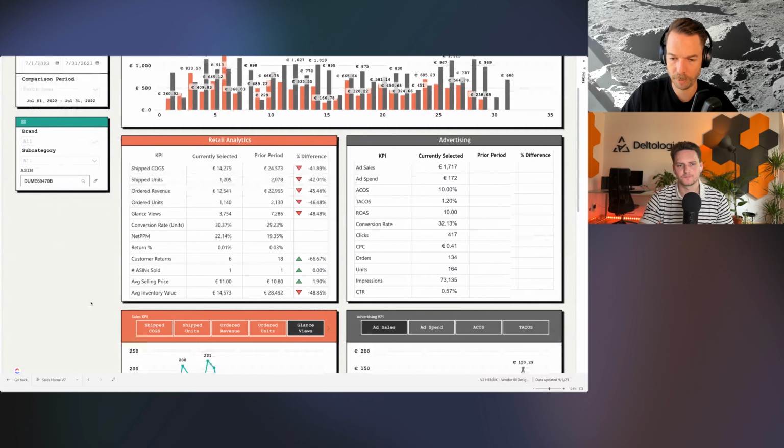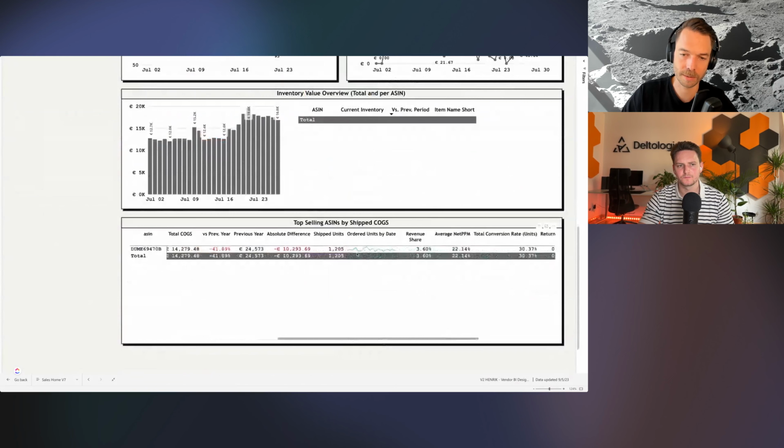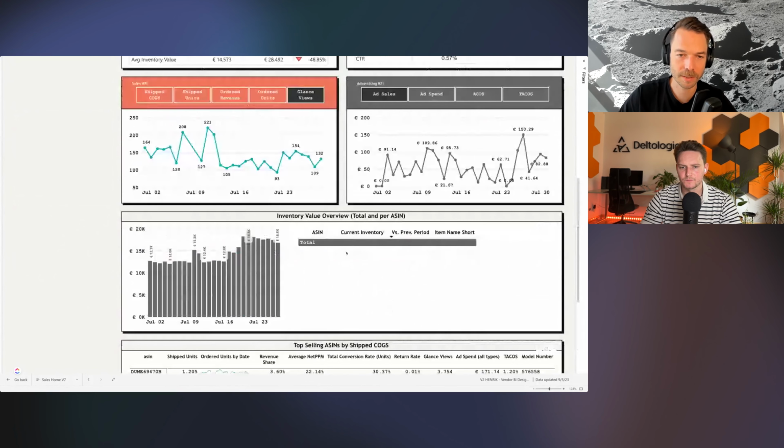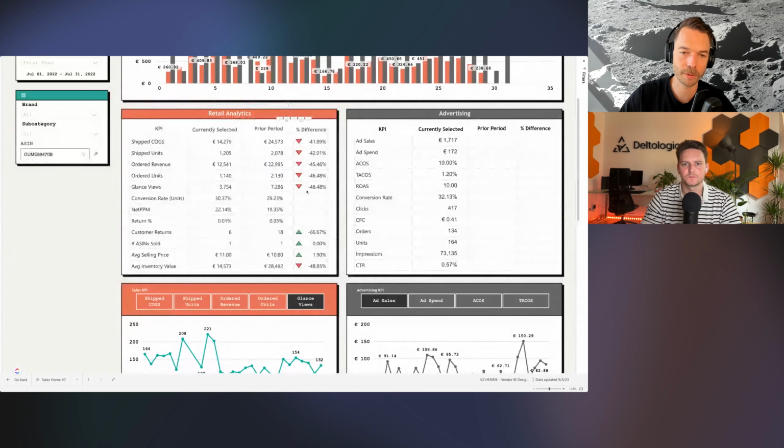What is our problem? We have more data here that you do not have in retail analytics. So we have this sales trend here. There's nothing too worrying. And our revenue share, 3.6%, is fine. The net PPM, something that you as a vendor should be very much aware of, 22%, it's on the lower end, I would say. But then I can see, okay, maybe here's the problem. Our glance views, we lost visibility. We're down 48% in visibility, and this might be the issue.